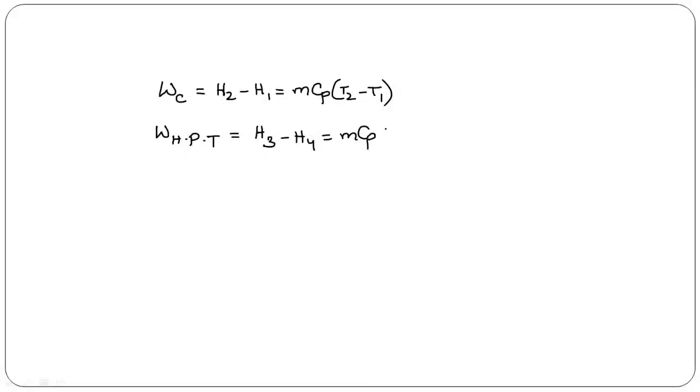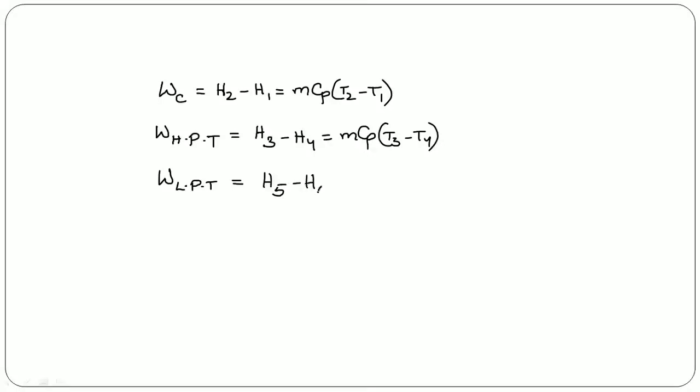Now let us see the formulas of work developed by or work input to the compressor. This is H2 minus H1. This is equal to mCp (T2 minus T1). Work developed by the high pressure turbine will be H3 minus H4, which can be written as mCp (T3 minus T4). And work developed by the low pressure turbine is equal to H5 minus H6. So this is mCp (T5 minus T6).